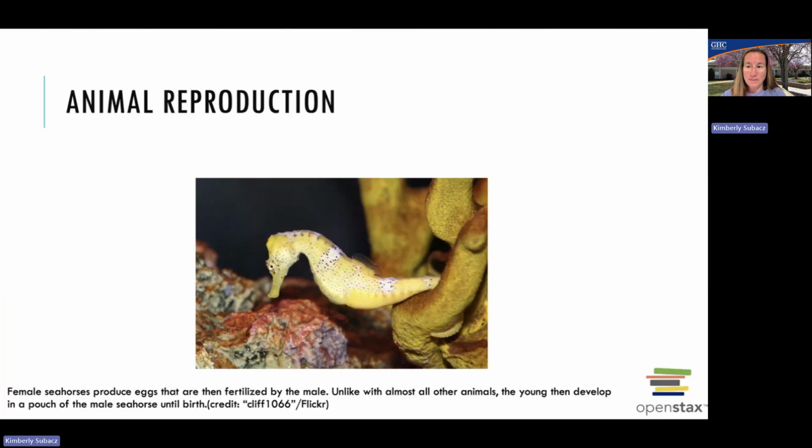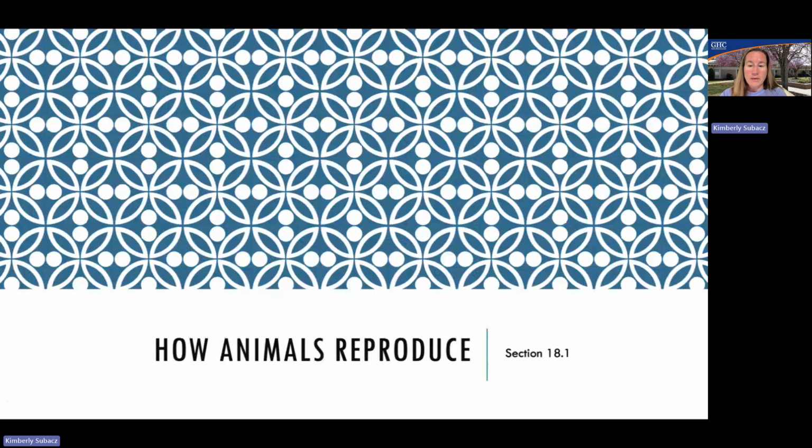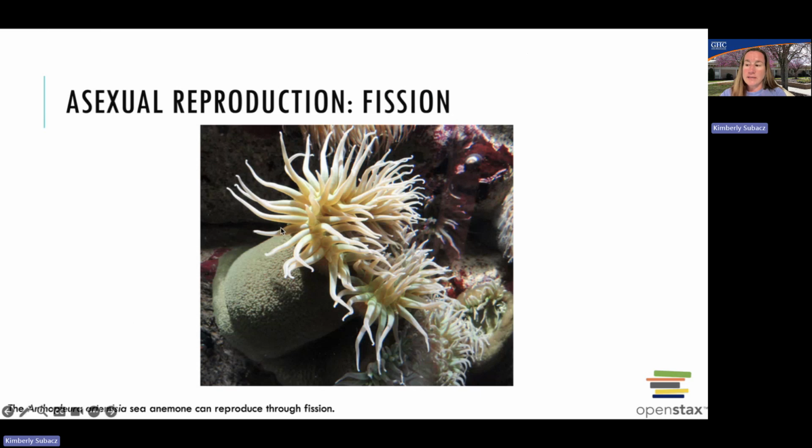So let's get started. We've got a cute little seahorse there. The fun fact: the male seahorses have a little pouch and they raise the babies, which is really cool. All right, so how do the different animals reproduce? We start off with the asexual methods.